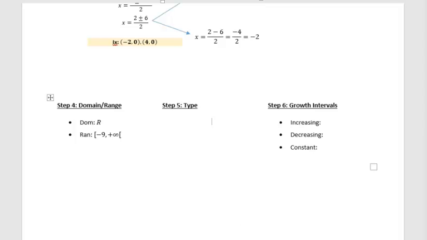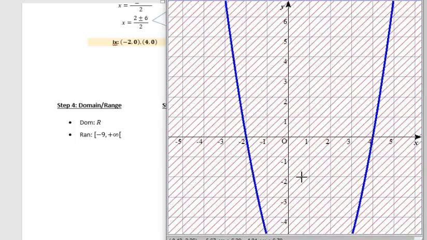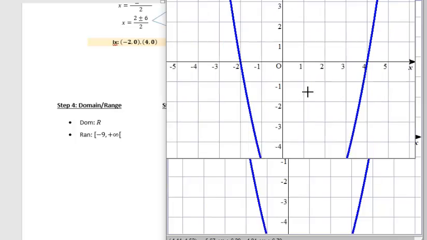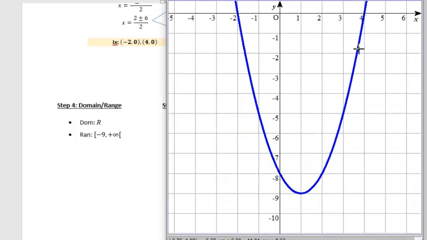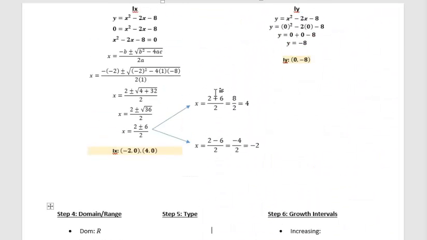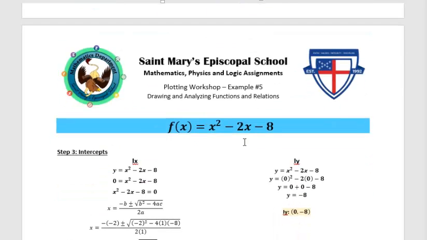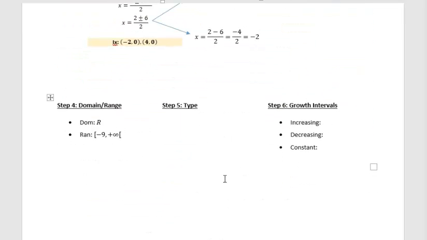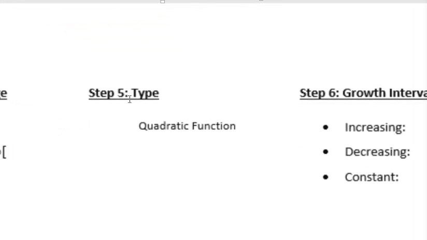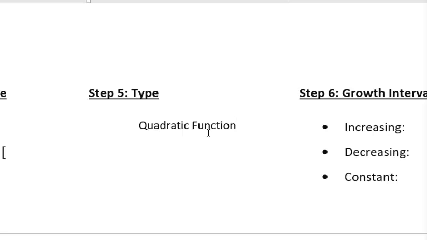Okay, step 5 is the type. You can easily see the type by checking the type of drawing that you have, because the drawing looks like a U. That's a parabola. The type will be a quadratic function. Also, the exercise tells you x squared, which is the greatest term in this case. That will tell me that I have a quadratic function, so the type will be quadratic function. Okay, that will be step 5. Only finding the type. Type is quadratic function.